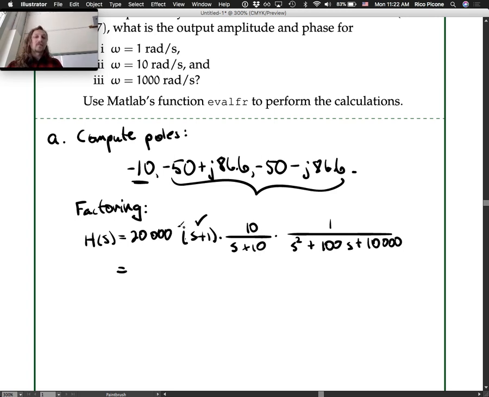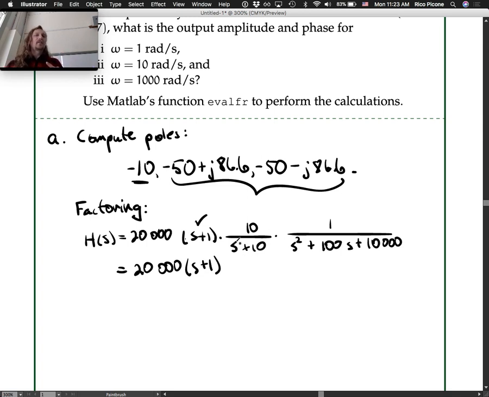Now we're getting really close. If we factor 10 out of this denominator here, I'll rewrite the 20,000, and then we're going to start canceling some zeros out, but we'll do it very explicitly so everybody sees what we did, okay? I'll rewrite the 20,000. I'll rewrite the s plus 1.